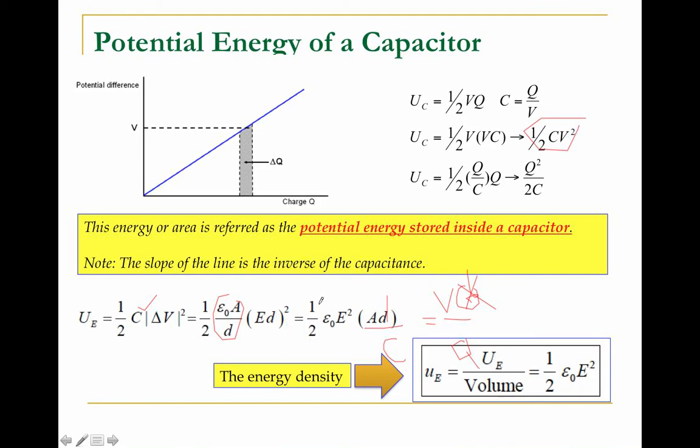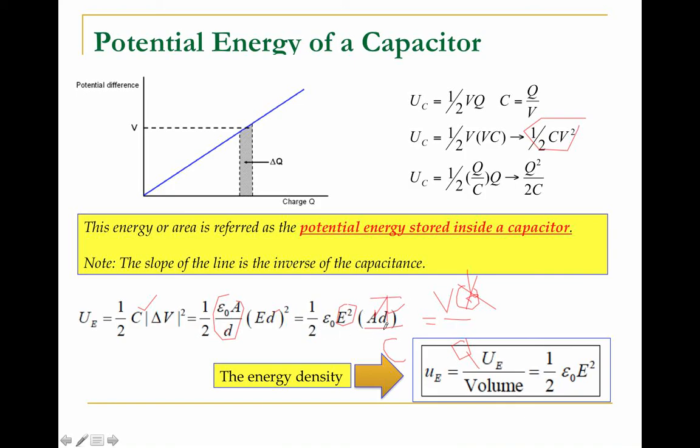So what does that mean? That means a half epsilon E squared from here, and then I have A D. Remember, one of the D's will cancel with this one. So the potential energy can also be defined in terms of the electric field between the plates, the area of the plates, and the separation between the plates in this form.